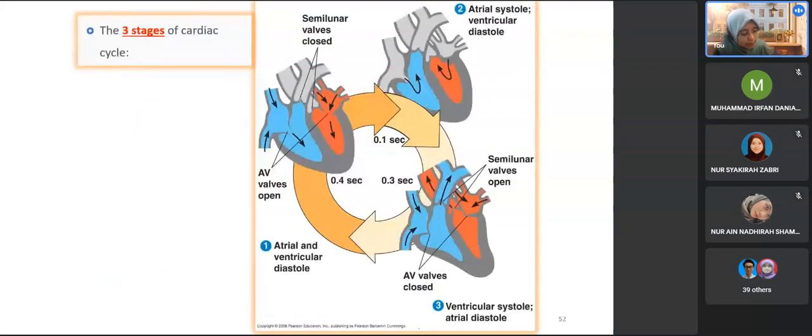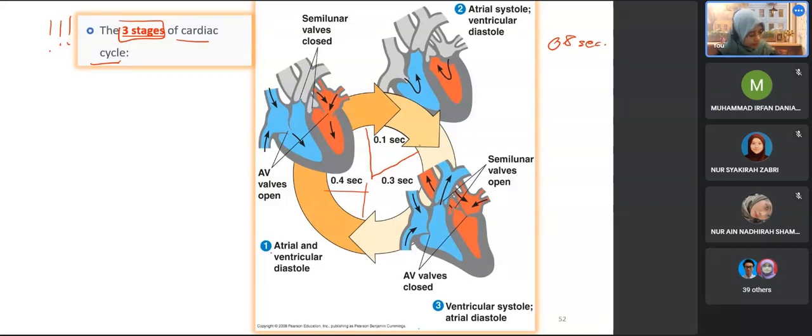Okay, so a complete cardiac cycle has 3 stages. Yang ini you have to remember. So the stages of the cardiac cycle, tadi berapa? Dia punya tu 0.8 kan? 0.8 second. So it is divided into 3 stages. So stage yang 0.1 saat, stage yang 0.3 saat dengan stage yang 0.4 saat. So let's look at one by one.